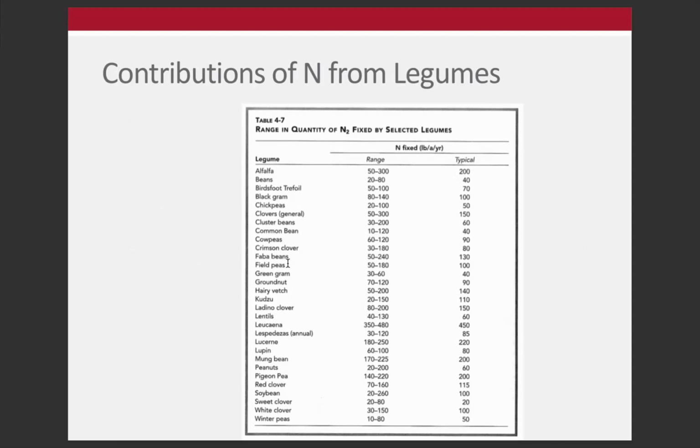Contributions of nitrogen from legumes. Depending on the legume, there might be more or less fixed, and that shouldn't be surprising.